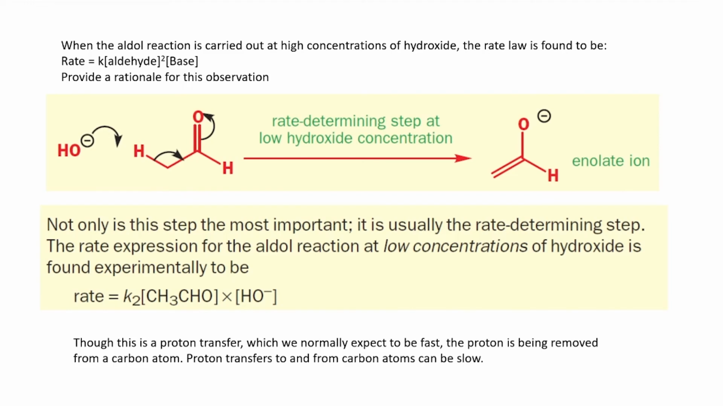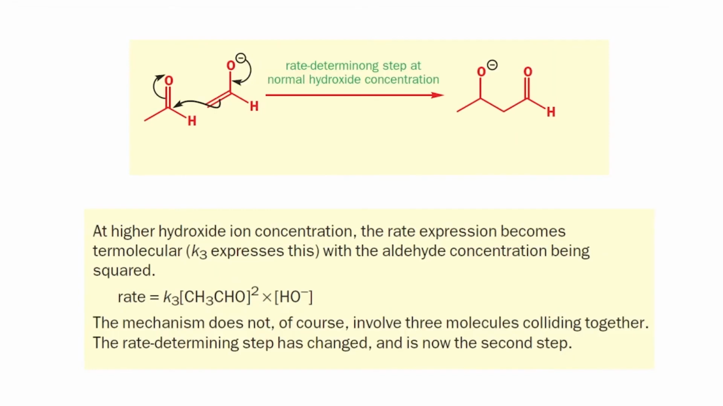But under the conditions where you have a high concentration of the base, we've already looked at it, it's actually the square of the aldehyde times the hydroxide ion concentration. So at higher hydroxide ion concentration, the formation of the enolate is going to be really fast because you have a very large concentration of the base. So what it appears is that the next step, which is the reaction of the enolate with the aldehyde, might be the rate determining step.